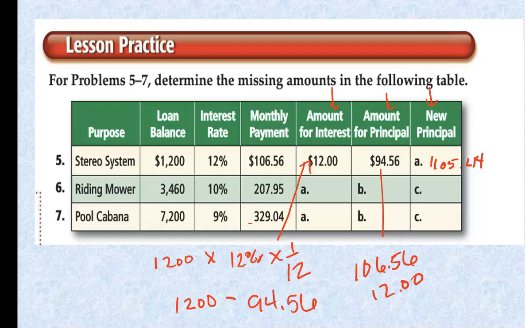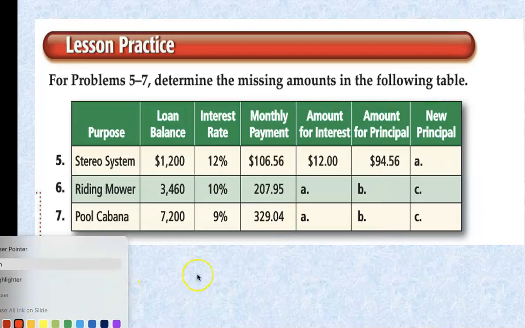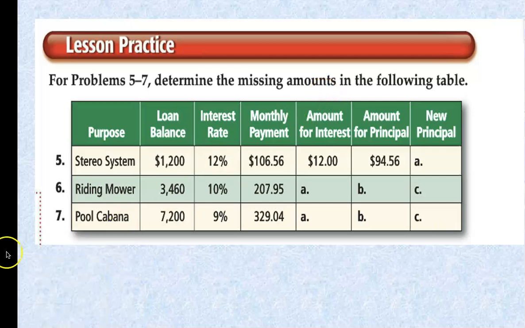Now, what you want to do is do the rest. The loan balance is $3,460 at 10%. The monthly payment is $207.94. So if you go back here, this is step one, step two, and step three. Go ahead and figure these out. If you're stuck, do the best you can. Then after, go talk to Miss Dahlstrom about it. Make sure you know how to do the steps because the practice is very similar to this.